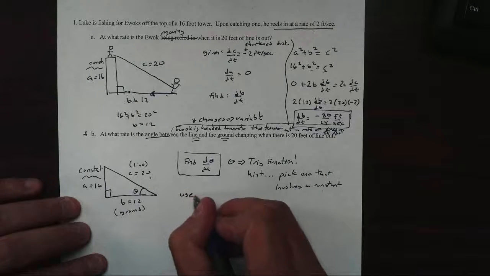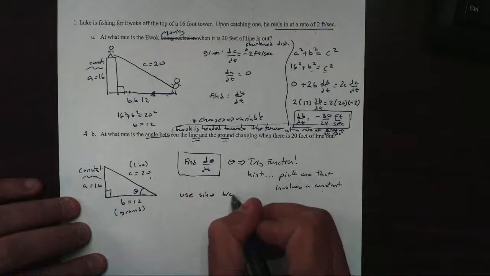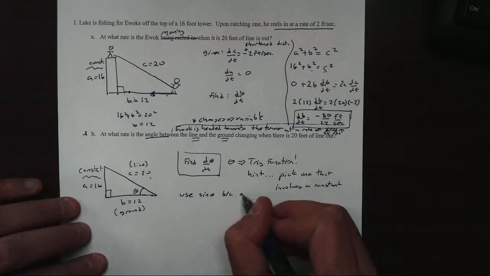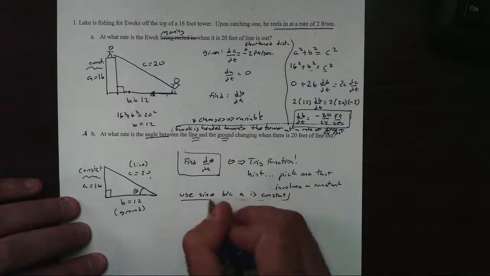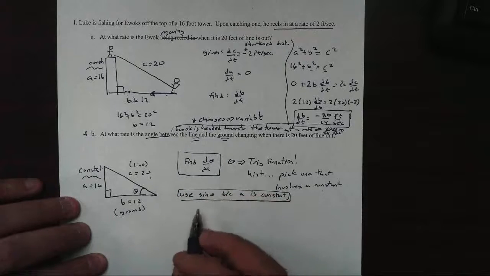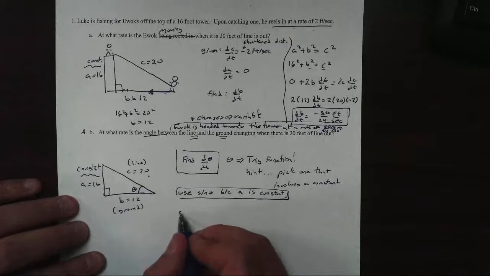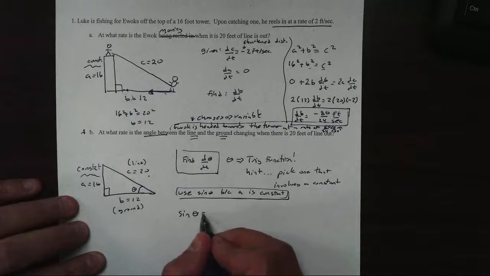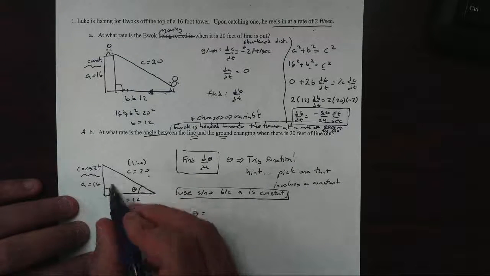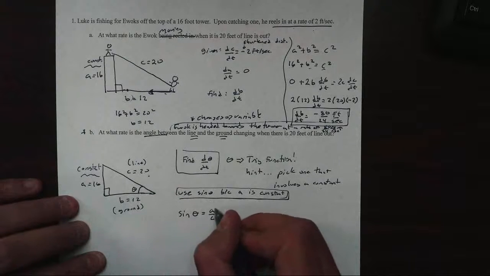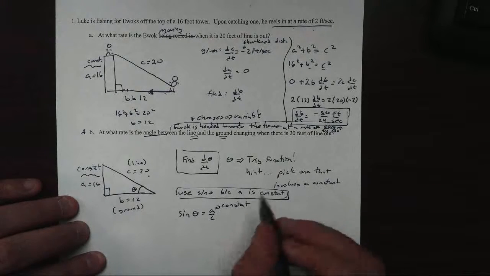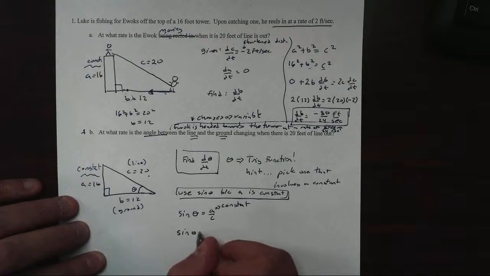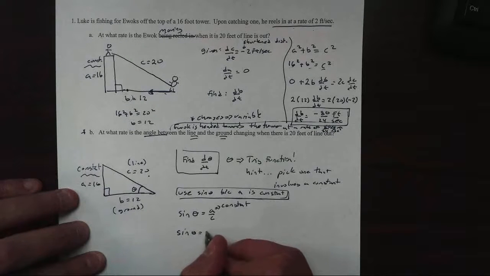So I'm going to use sine of theta because A is constant. So what that means is I'm going to write this as sine of theta equals the opposite over the hypotenuse, A over C, but remember, that's a constant value. So what does that mean I can do? I can replace that. Sine of theta equals 16 over C.